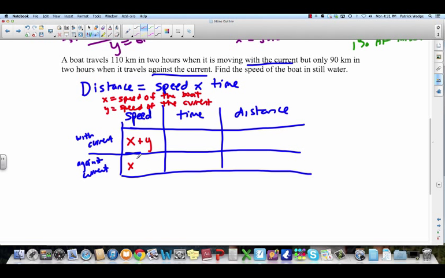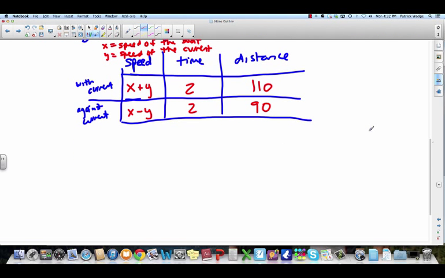It's still trying to go at the same speed, but now it's getting pushed against. It's being slowed down. How much is it getting slowed down? By the current. So it's x minus y. Good. The time. How long did it move? 2 hours one way and 2 hours the other way. 2, 2. The distance. How far did it travel with the current? It traveled 110 kilometers. How far did it travel against the current? Only 90 kilometers. Great. We're almost ready to go here.